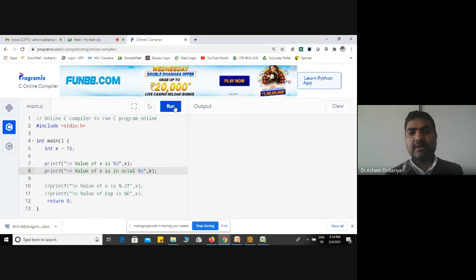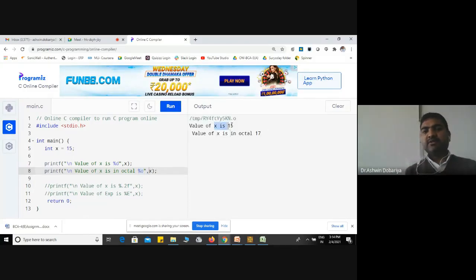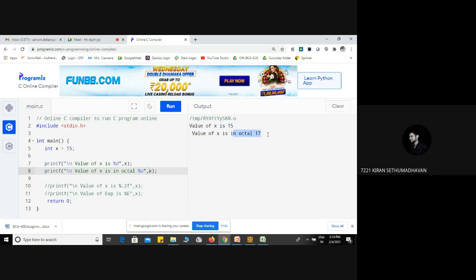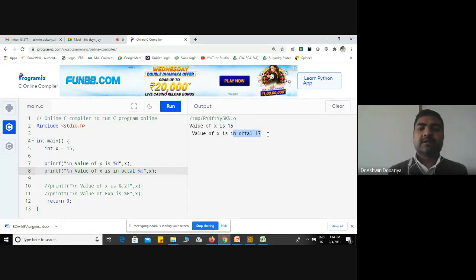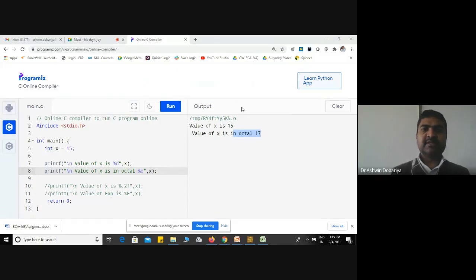Now see, the decimal value is 15, and what is the equivalent octal? 17. 17. Right? How can you know that? You can check it in a calculator also. In the calculator, there is a scientific mode.